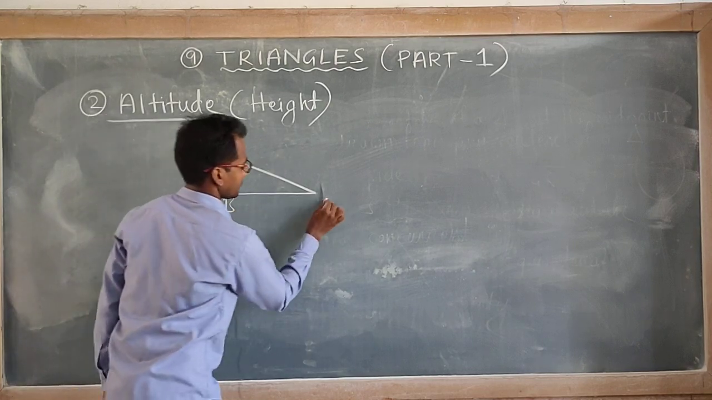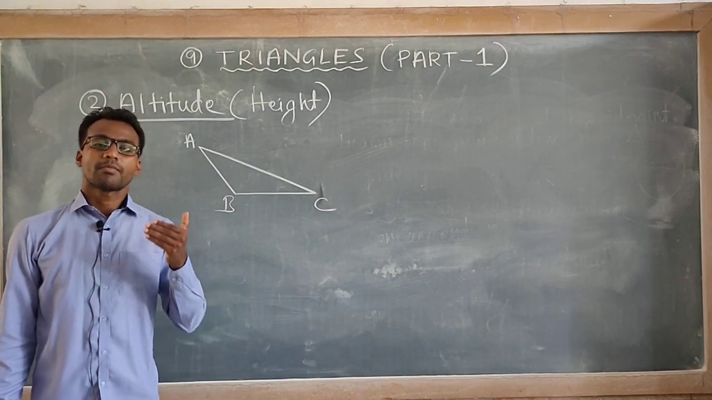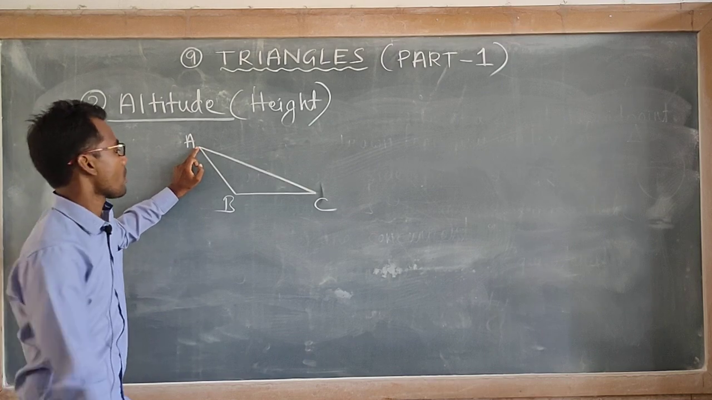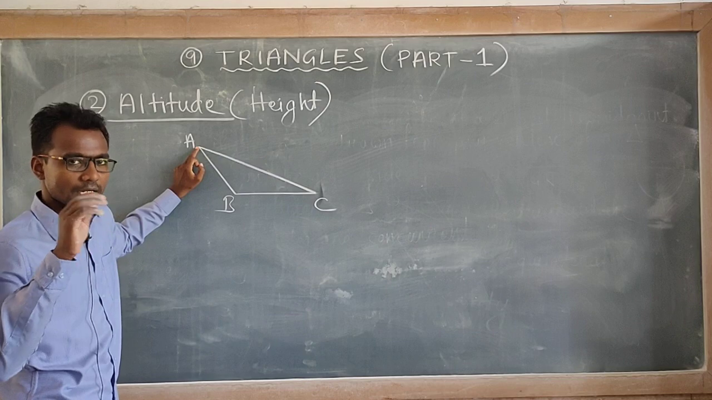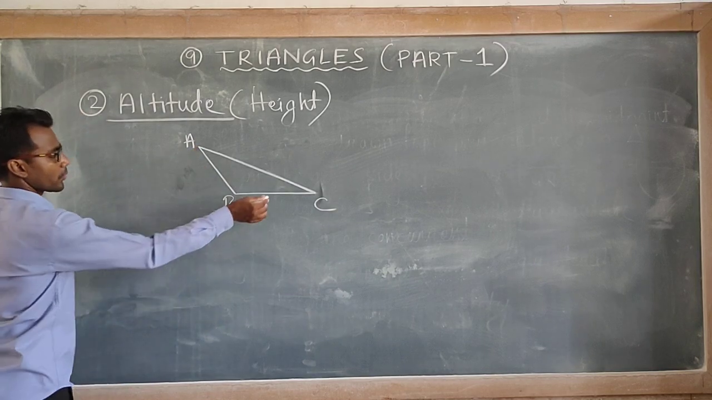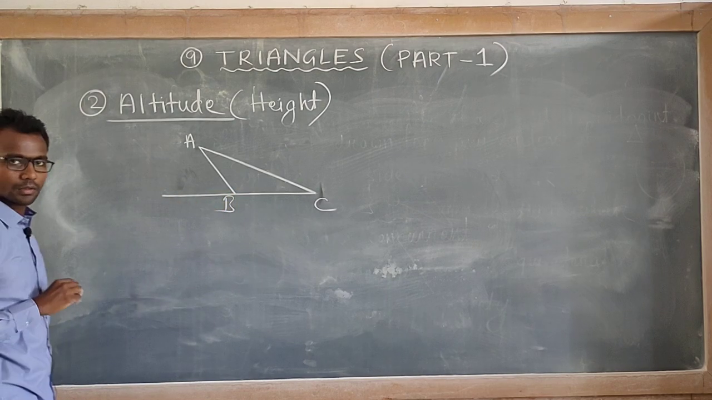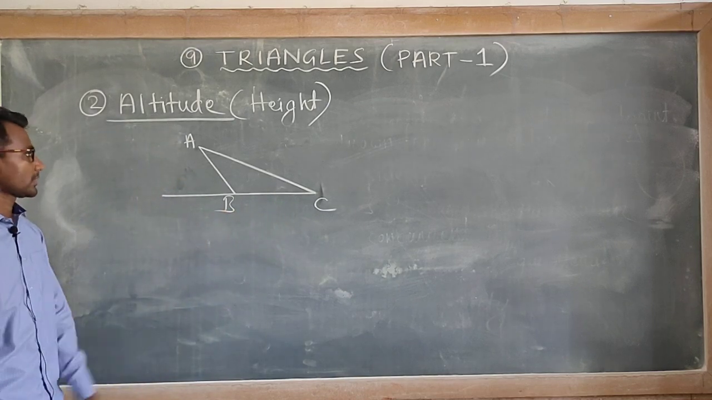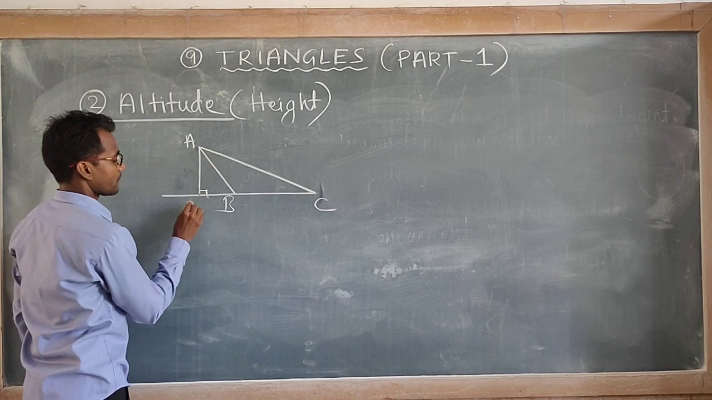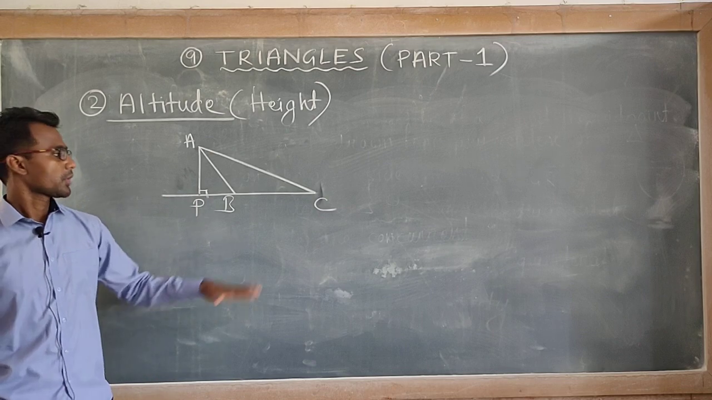A, B, C. By definition, altitude means a line segment that is drawn from one vertex perpendicular to the opposite side. Suppose I want to draw a perpendicular from A on BC, it is not possible. If you draw any line from A on BC, they will not be perpendicular. So in this case, what we have to do? We have to produce CB like this. Okay, the side CB is produced like this. Then we can draw perpendicular. Then from A we have to draw one perpendicular, suppose AP. So AP is the altitude of the triangle ABC corresponding to the side BC.